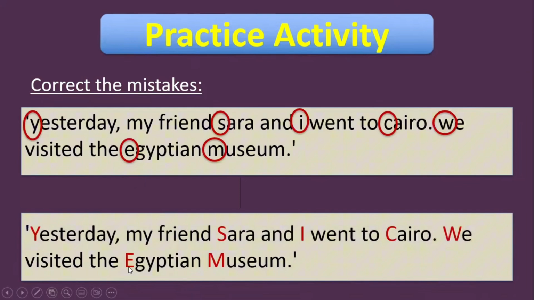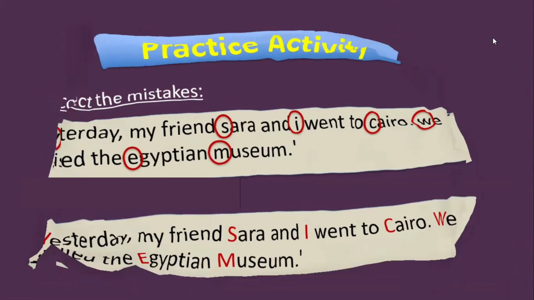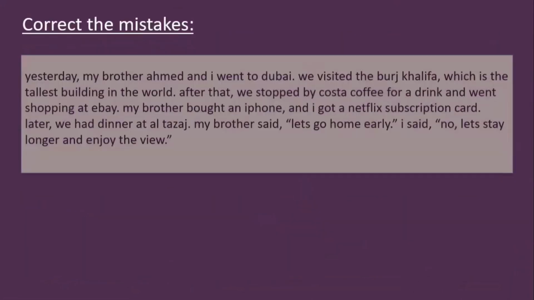And then here we have the Egyptian Museum, the Egyptian Museum. These two words are the name given to a certain place. So because these two words are part of a name, then this letter and this letter need to be capitalized. Another example.